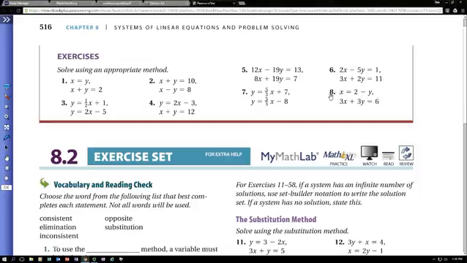So let's look at number 8. x equals 2 minus y, and then I have 3x plus 3y equals 6. The best method here is substitution. It's already solved for one variable. So I can replace this x, this 3 times x, with 3 times the quantity 2 minus y, plus this 3y. What's my goal here first? Do I have now an equation with one variable? Yeah, I just have y in there. I can solve for y.